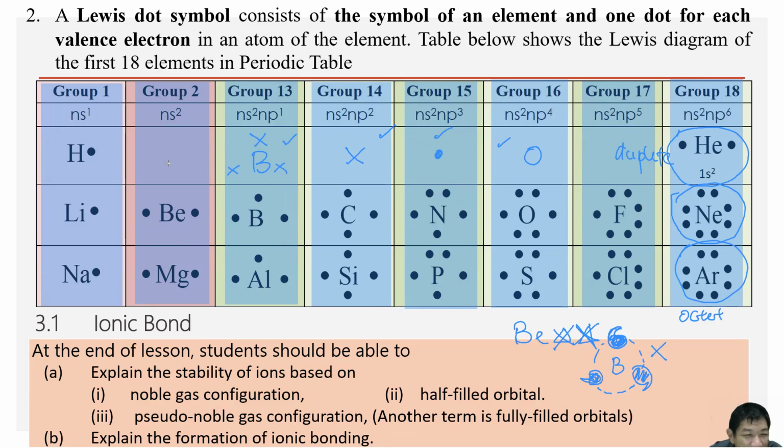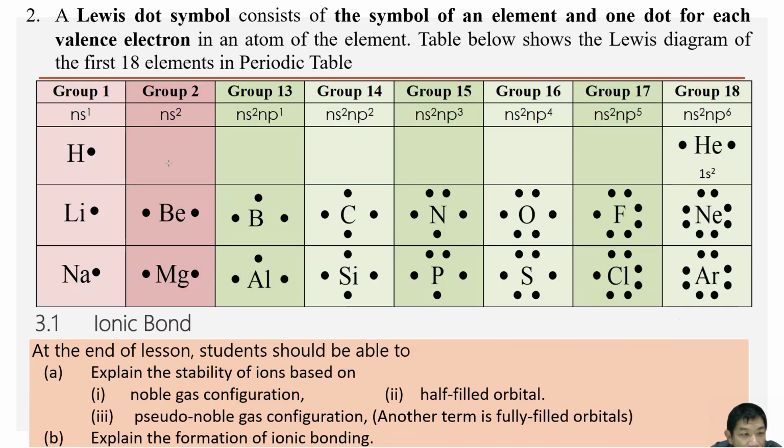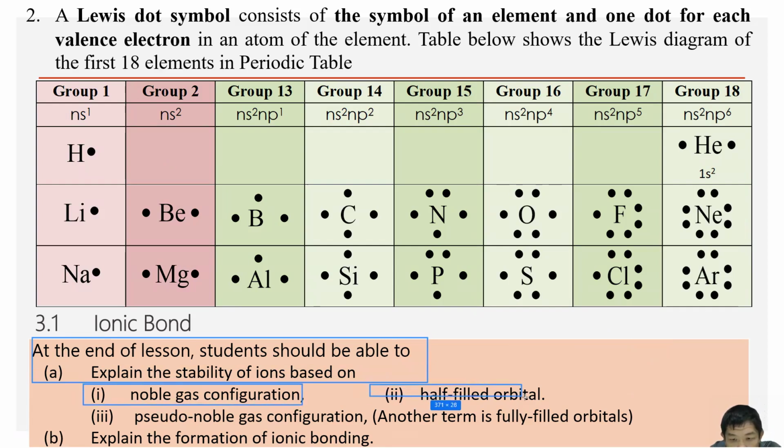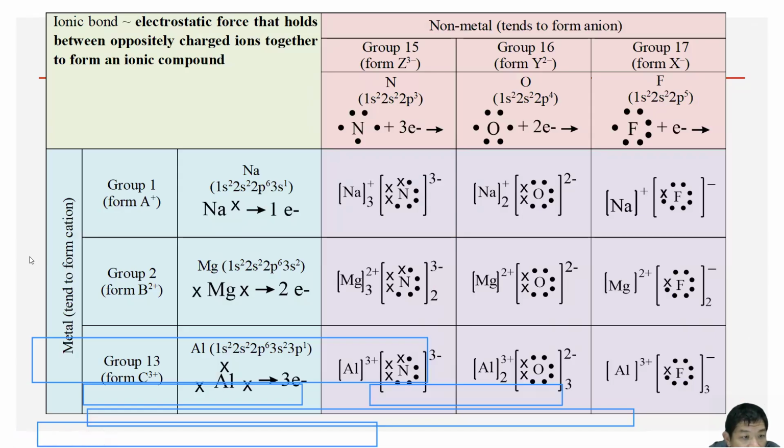All right. So let's together learn the first bond, which is ionic bonding. At the end of the lesson, you should be able to do the following things: explain the stability of ions based on noble gas configurations, half-filled orbitals, and also pseudo noble gas configuration, which is another term for full-filled orbitals in here. And you also learn how to explain the formation of ionic bonds. Okay. So how is an ionic bond formed? Let's have a look together.